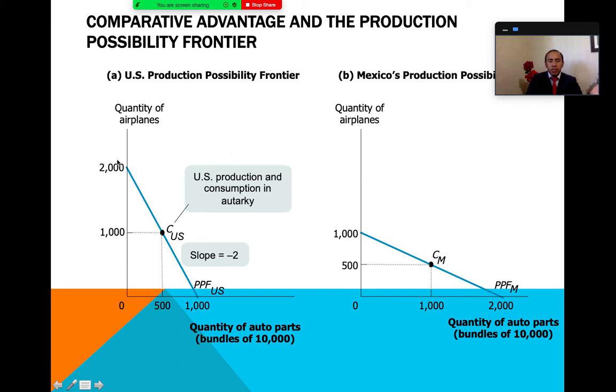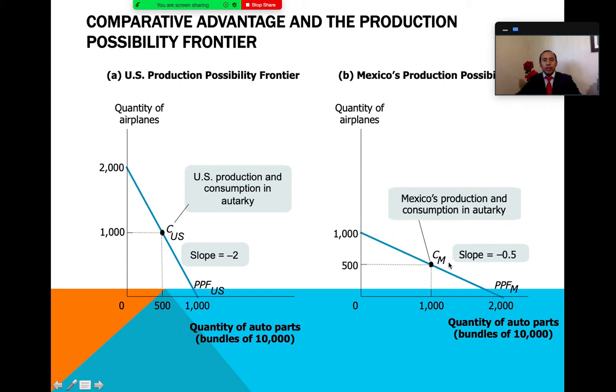It is meeting the needs of its citizens, and it may not need to trade with Mexico, which is here, producing under Autarky. Mexico's production possibilities are only 1,000 airplanes and 2,000 auto parts respectively, and it is currently operating at 500 planes and 1,000 auto parts. If both countries remain under Autarky, the point of no trade, they close their borders, don't trade with each other, and are self-sufficient, then they are able to meet the productivity needs of their society.